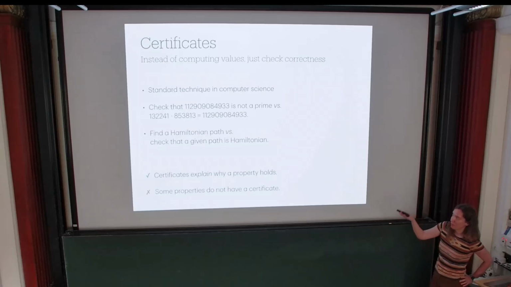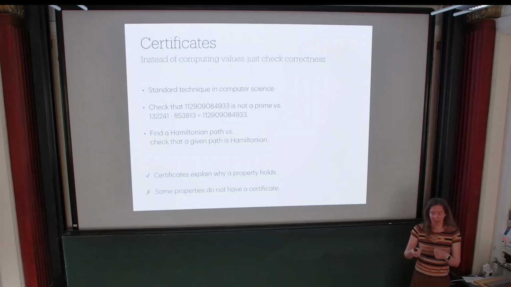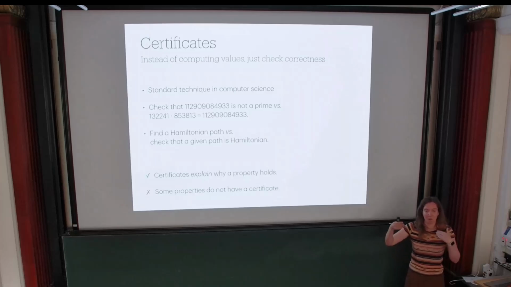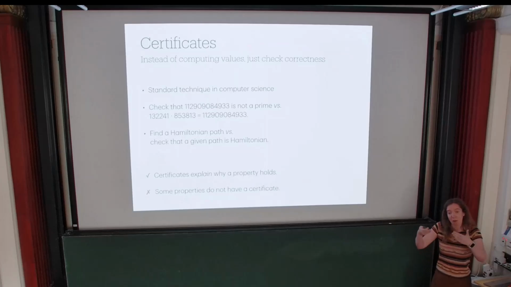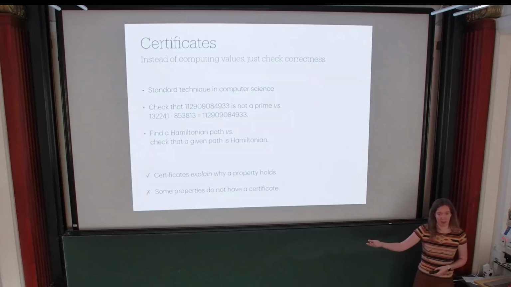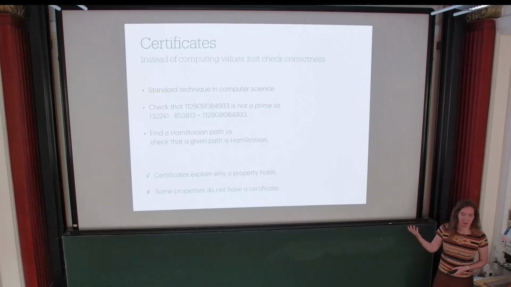So, similarly, when you're dealing with graphs, it's a lot easier to just check that the path satisfies the property of being Hamiltonian than it is to find a path, or to find the cycle. Okay. So the nice thing about certificates is that they give you a reason for why something holds. They are explaining the proof to you. Like, here's a Hamiltonian path. That's why it's true. We can construct it. Unfortunately, some properties don't have good certificates.